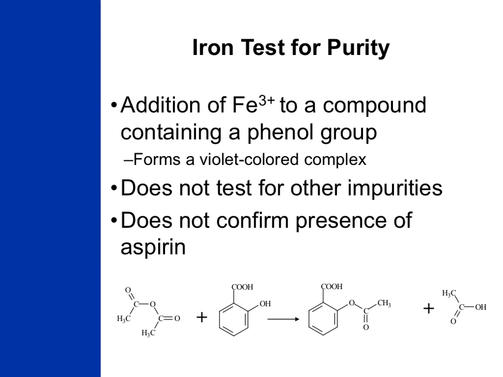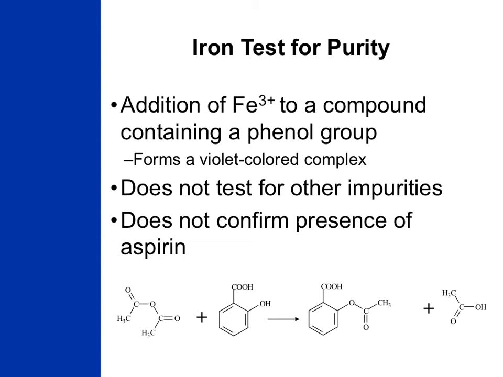To check for purity of our product, we'll be performing an iron test for purity. This is the addition of iron(III), in this case in the form of iron(III) nitrate, to a compound containing a phenol group. Remember when we talked briefly about functional groups? A phenol group is a specific functional group that contains a ring with alternating double bonds and an attached OH group. If you look back at our starting materials, does one of them contain a group like this?